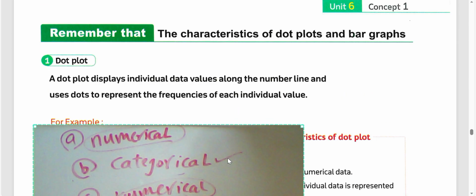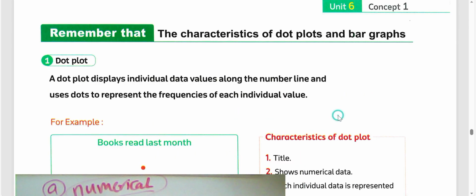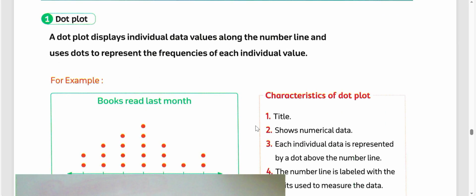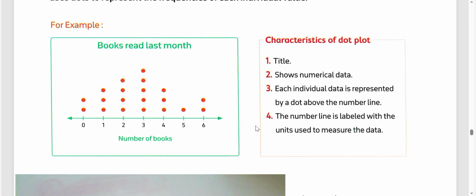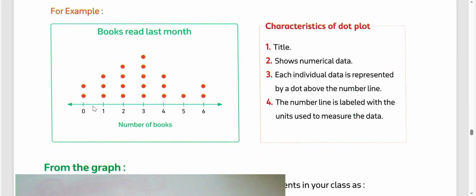Remember the characters of dot plots. We have dot plots and bar graphs. For dot plots, we can draw a number line and put the answers on this number line. Like this question, for example. In this example, we can write a number line and put 1, 2, 3, 4, 5, 6. It will be the number of students who read last month.